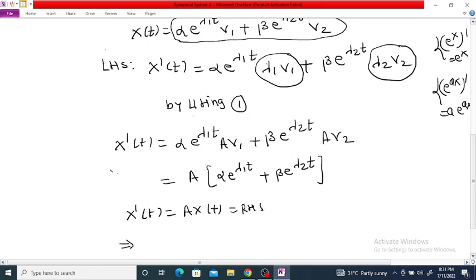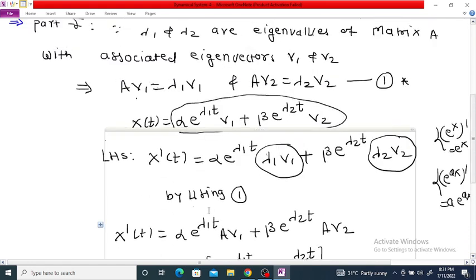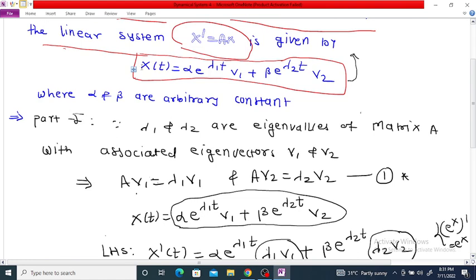This implies x(t) is equal to alpha e raised to lambda 1 t v1 plus beta e raised to lambda 2 t v2 is a solution of the system x dash is equal to Ax. So this is the first part. Here we have proved that this x(t) is a solution of the system x dash is equal to Ax.